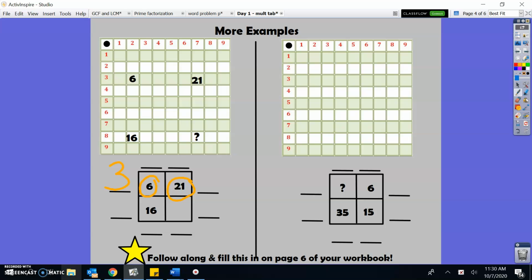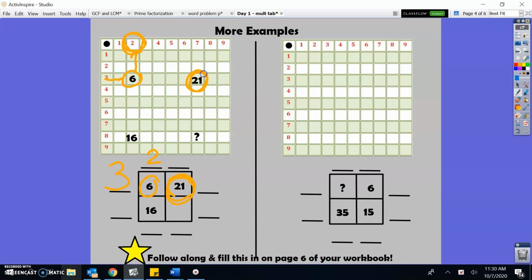So if I put 3 there, 3 times what number gets me to 6? And what number is here in my row? It would be the number 2, and I would write it here. Same thing for the number 21.